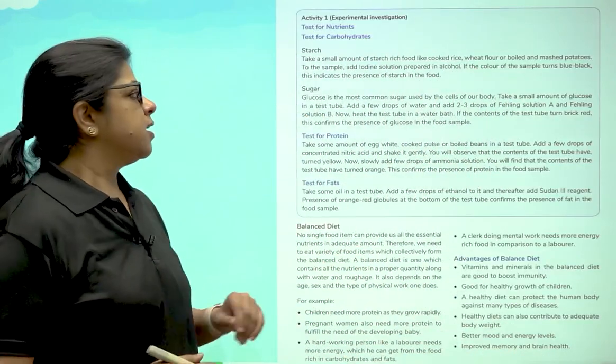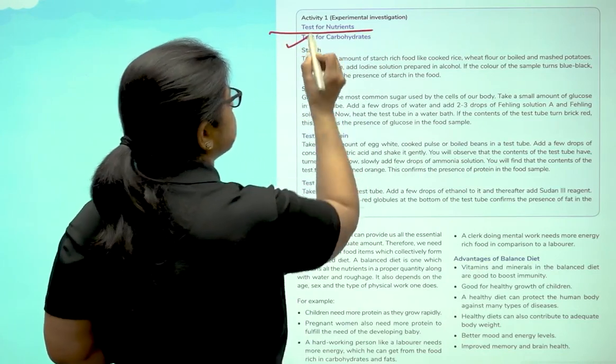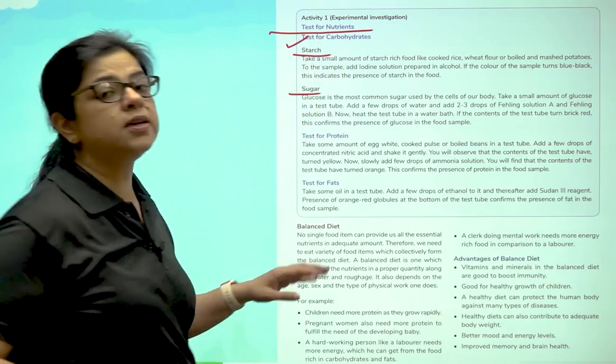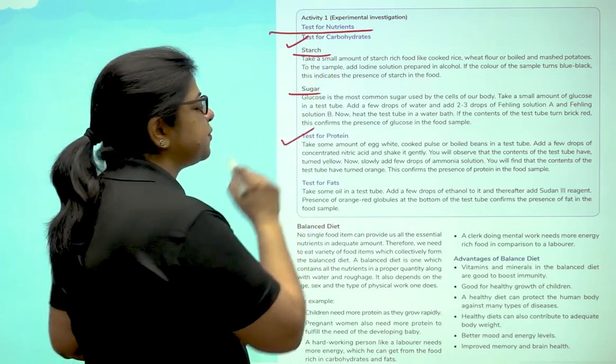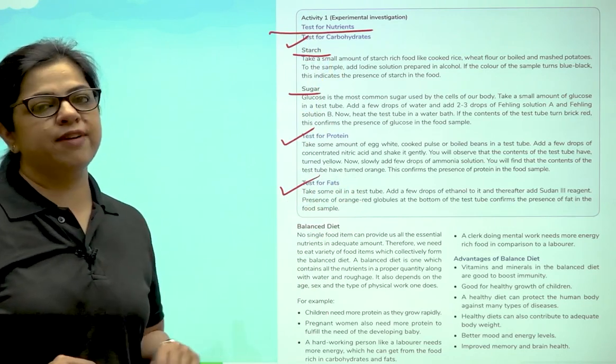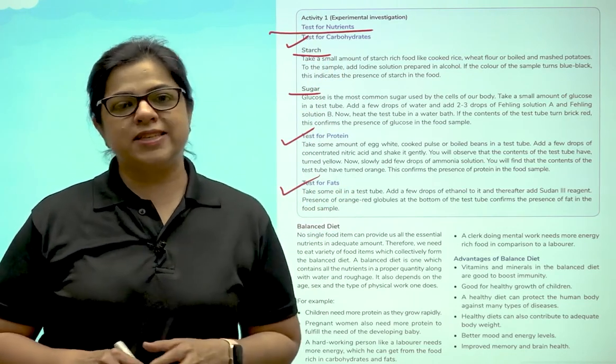Now children, there is a simple test for nutrients. There is a test for carbohydrates, which includes starch and sugar, a test for proteins that we've already watched in the video, and a test for fats. Do conduct these experiments with the help of your teacher.